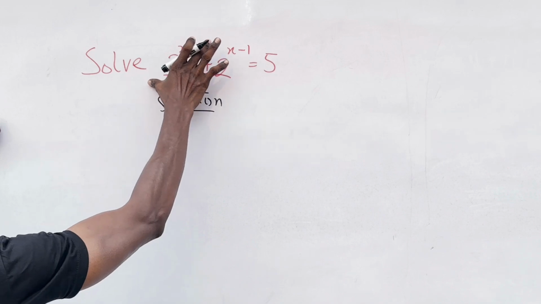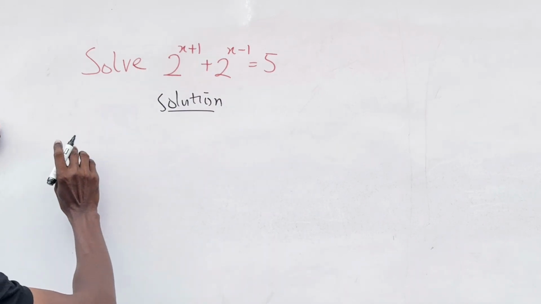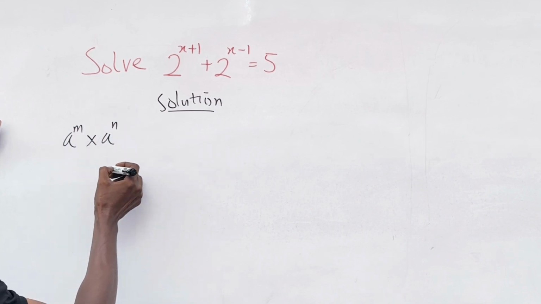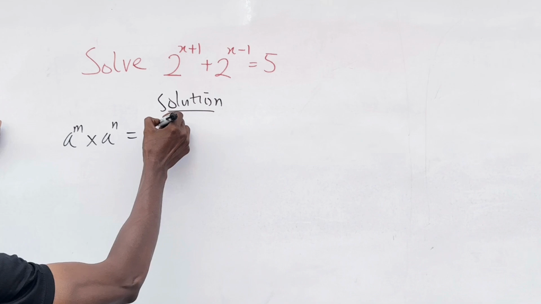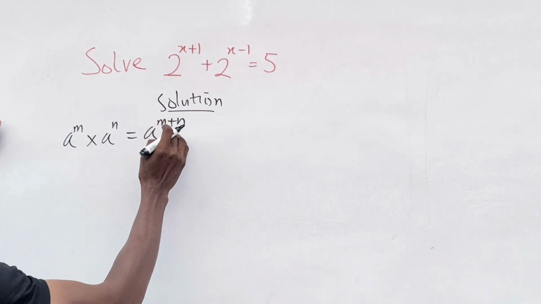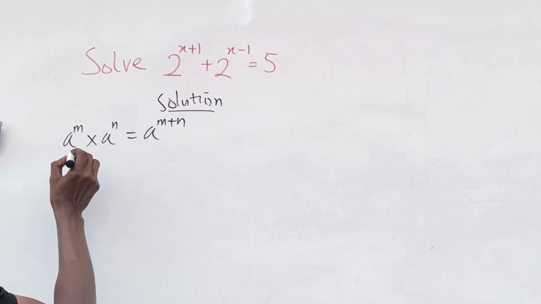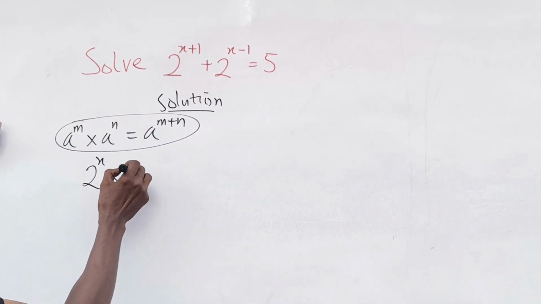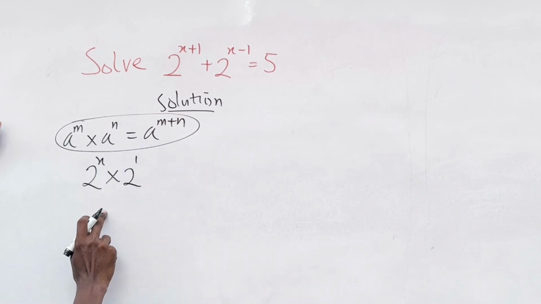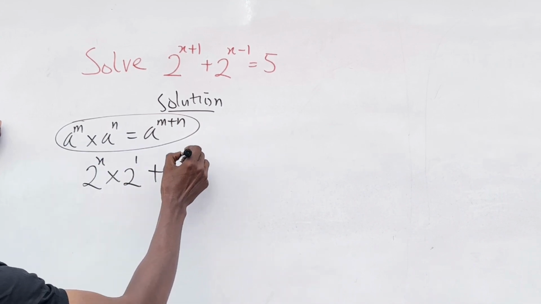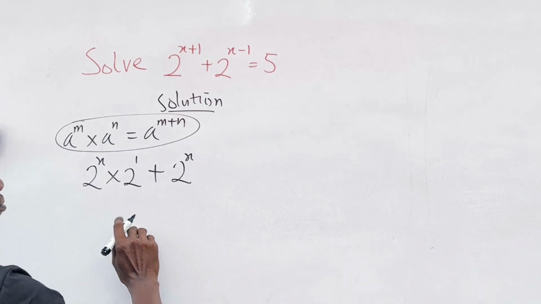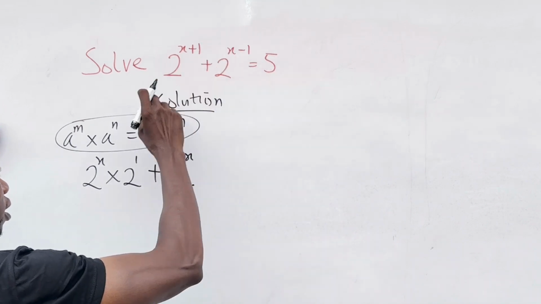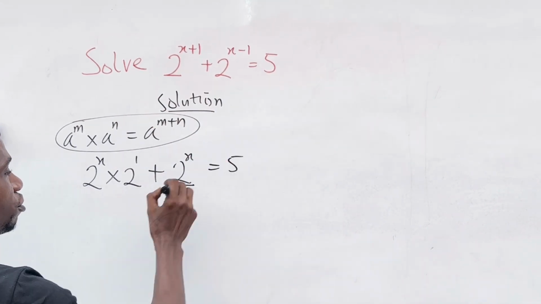Okay, if you remember the first law of indices, it says if you have a raised to the power m multiplied by a raised to the power n, that gives you a raised to the power m plus n. So you can reverse this to give you this. So here we have 2 raised to the power x multiplied by 2 raised to the power 1, plus 2 raised to the power x divided by 2 raised to the power 1, following the division law, equal to 5.